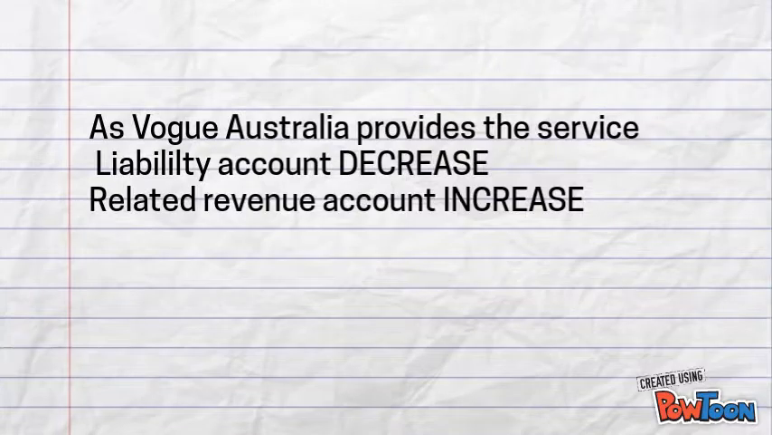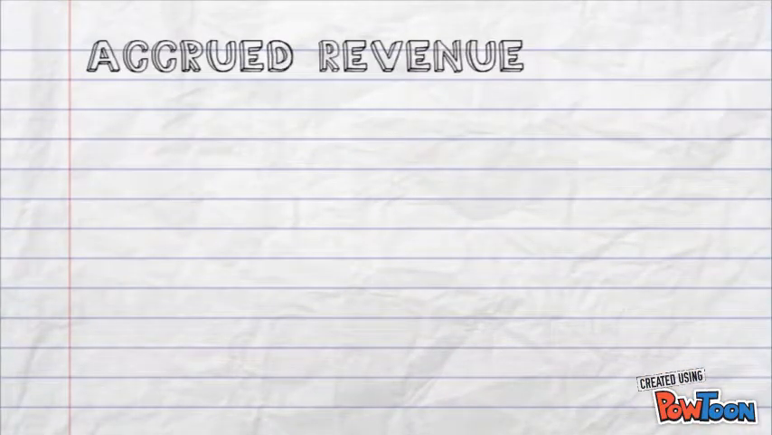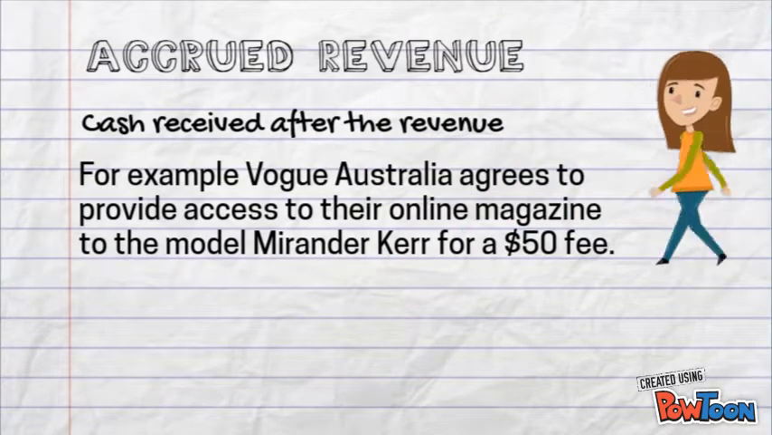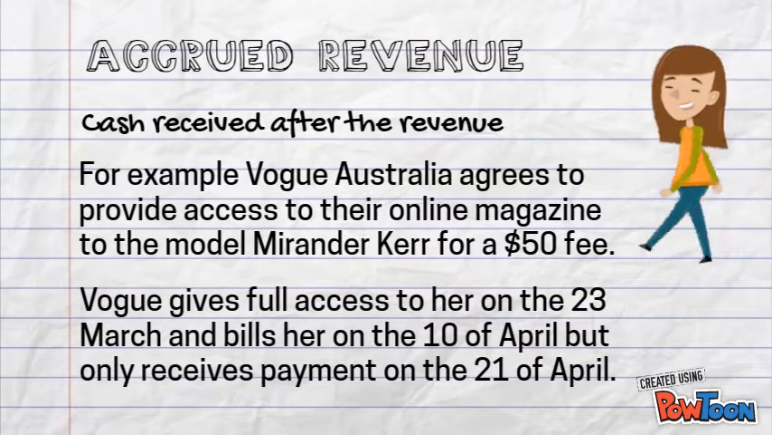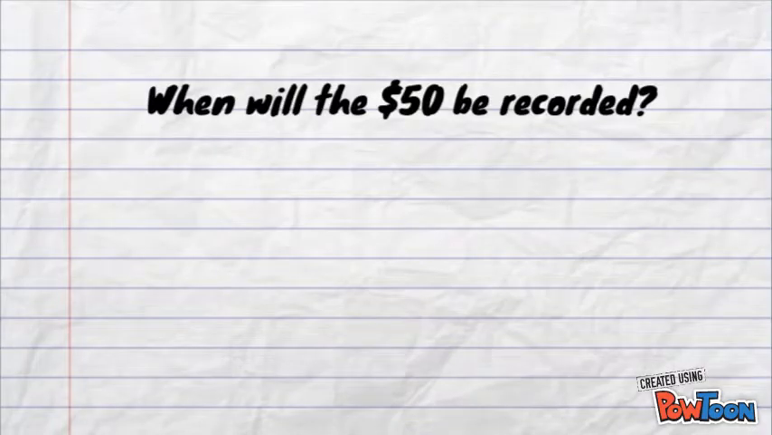Accrued revenue is where the cash is received after the revenue. For example, Vogue Australia agrees to provide access to the online magazine to Miranda Kerr for $50. Vogue gives her full access on the 23rd of March, bills her on the 10th of April, but only receives the payment on the 21st of April. So when will $50 be recorded?